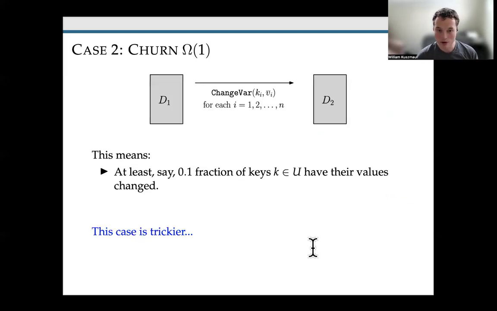The other case, of course, is that the churn is at least omega of 1. So what does this mean? This means that at least, say, a 0.1 fraction of the keys in the universe, and again, this is the keys not just in our data set, but in the entire universe, at least, say, a 0.1 fraction of them have their values change between D1 and D2. Okay, so this case is actually the trickier of the two cases.